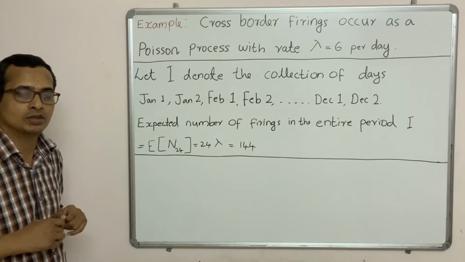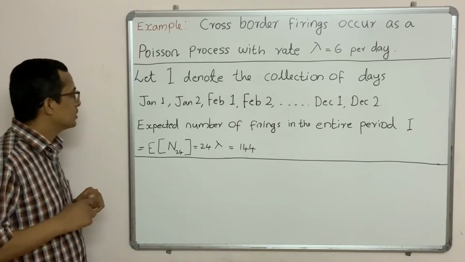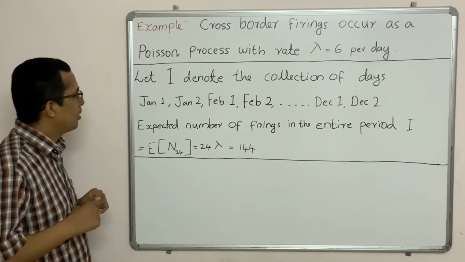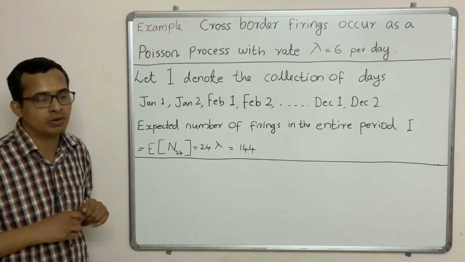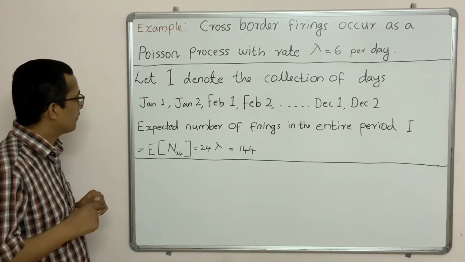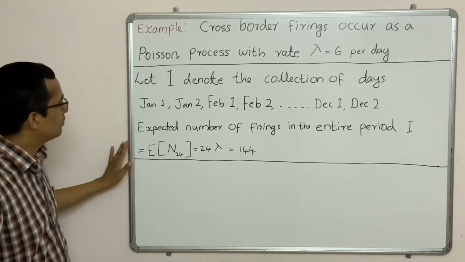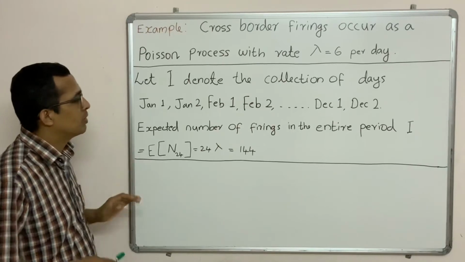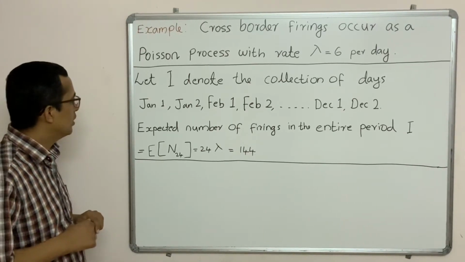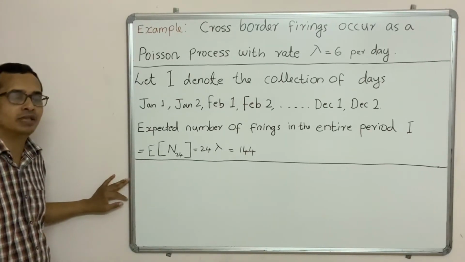Still on the same example, suppose the government wants to look at a sample of what is going on in the border. They want the data of 2 days from every week, say Jan 1, Jan 2, and Feb 1, Feb 2, and December 1, December 2. So we have 24 days, 12 into 2, 24 days. The government just wants to see what is the expected number of firings on these days.